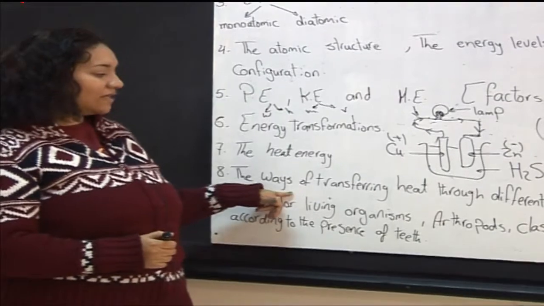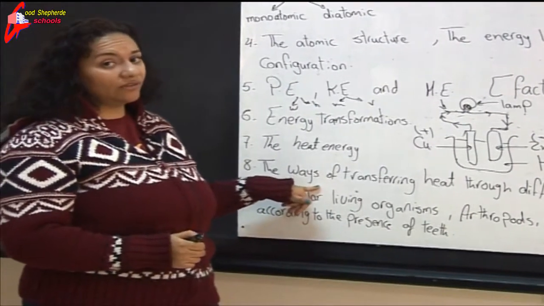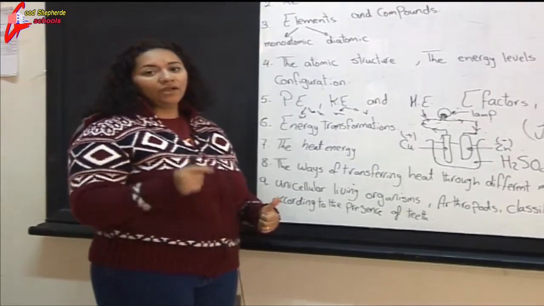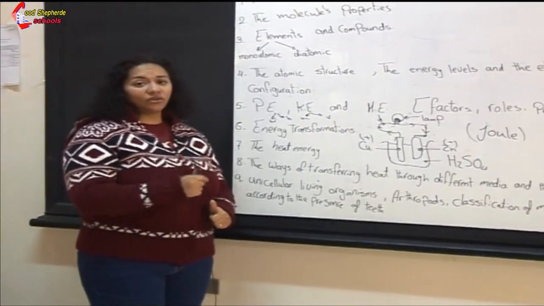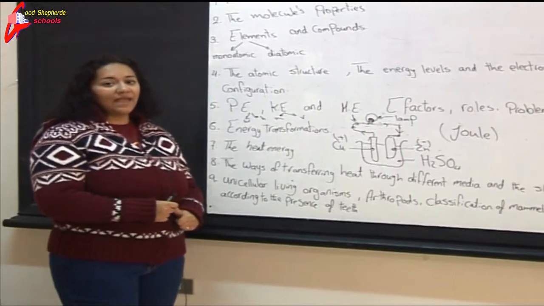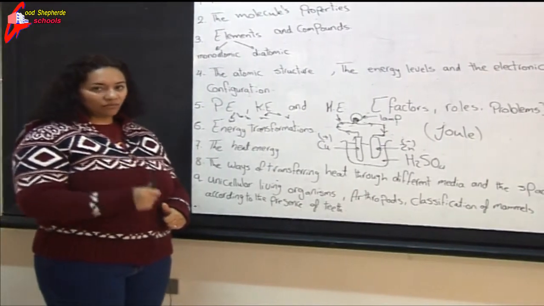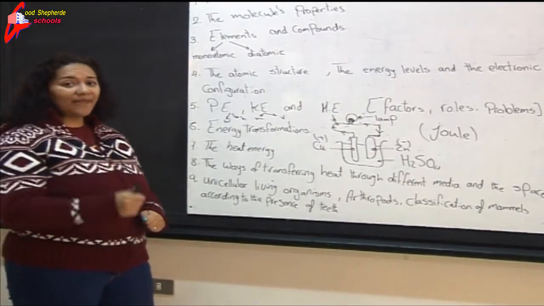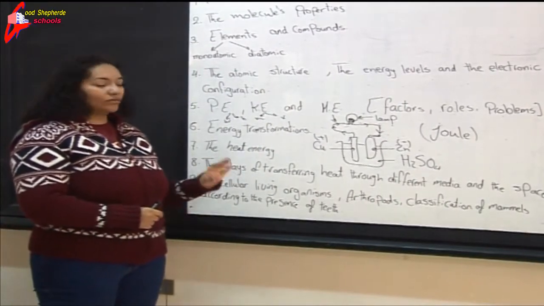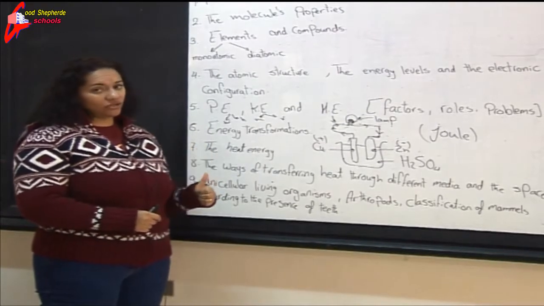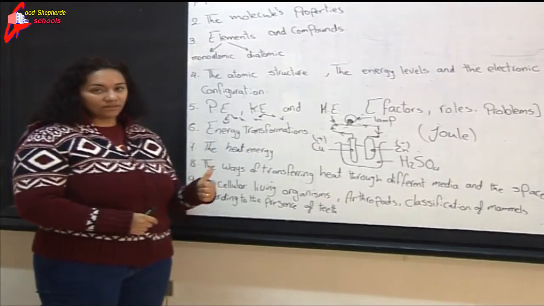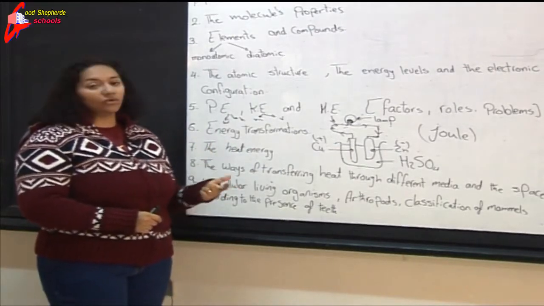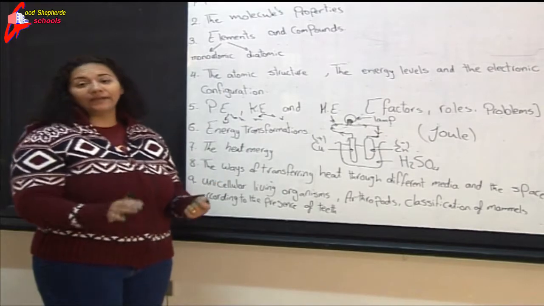What are the ways of transferring heat through different media? The first way is called conduction, and conduction occurs in solids. And also we must remember that we have some good conductors of heat and some bad conductors of heat. The second way is called convection, and convection occurs in gases and liquids.